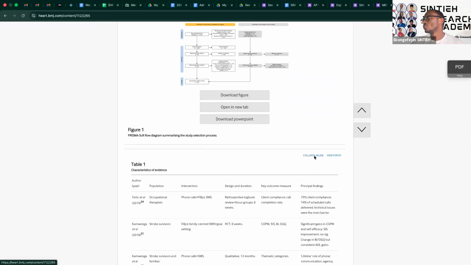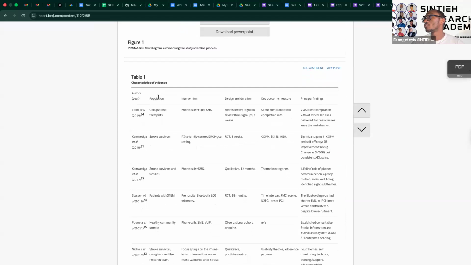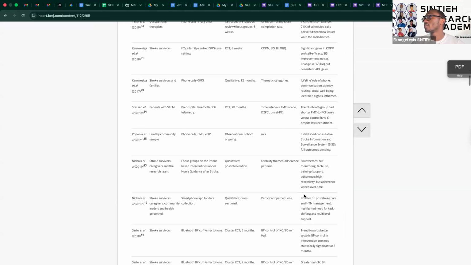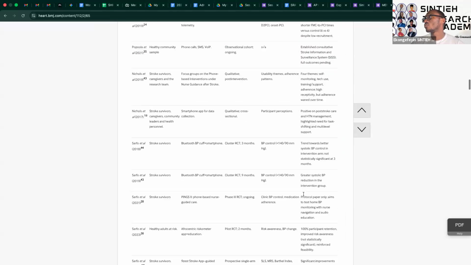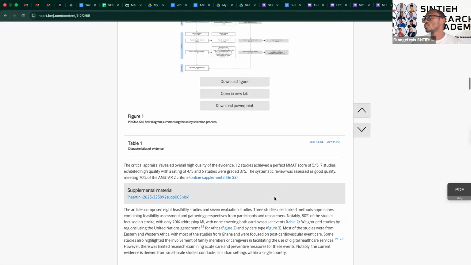So, good. You see again here that this is the summary of evidence. The studies are given, then you have key outcome measures, and then you have principal findings. This is a short description that I developed myself, so you have to edit them. This is how, in the end, people would view your studies.